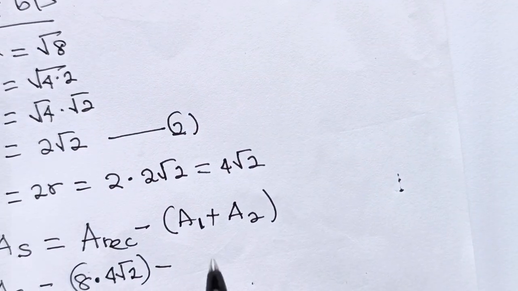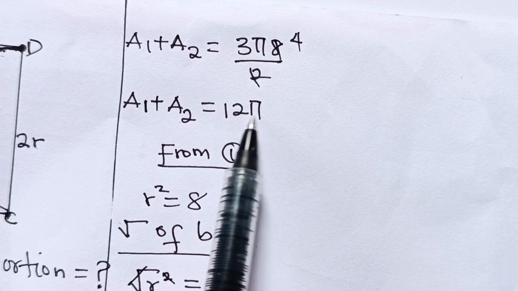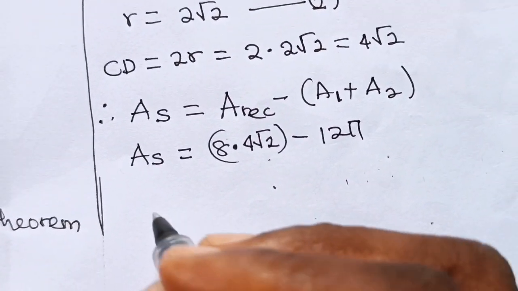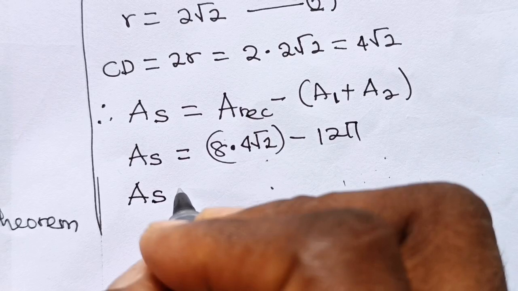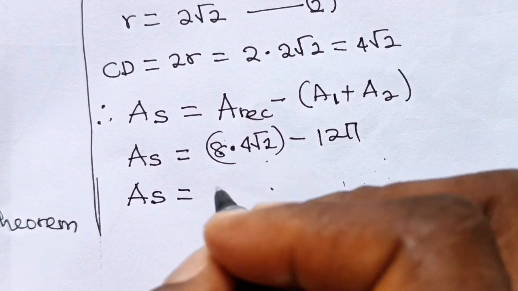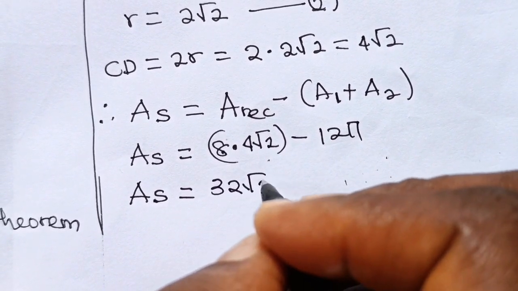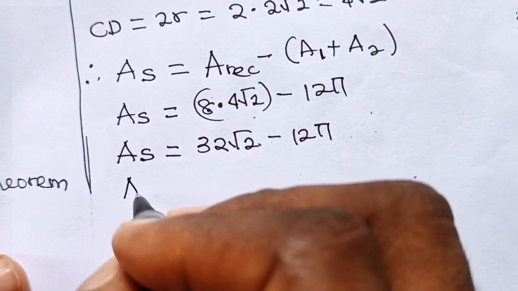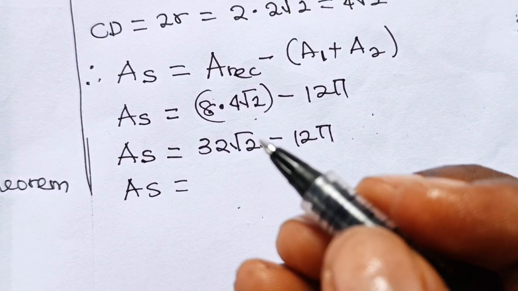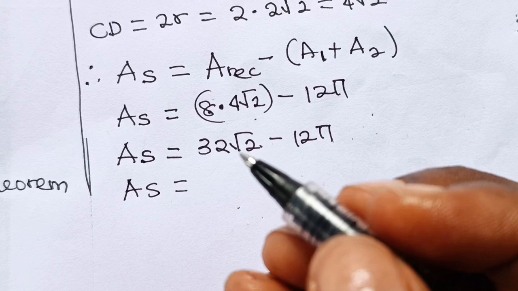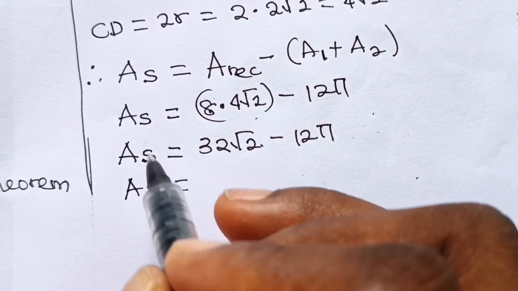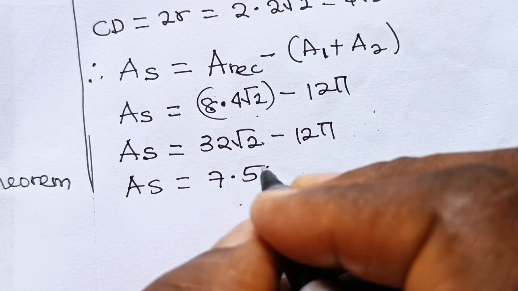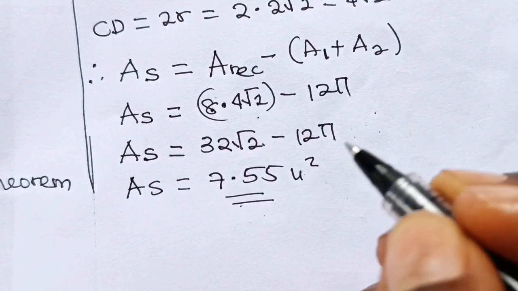minus, now A1 plus A2 is 12 pi. So we have AS is equal to 8 times 4 is 32, 32 root 2 minus 12 pi. So if we solve this further, we are going to get that the shaded portion is approximately 7.55 units squared.